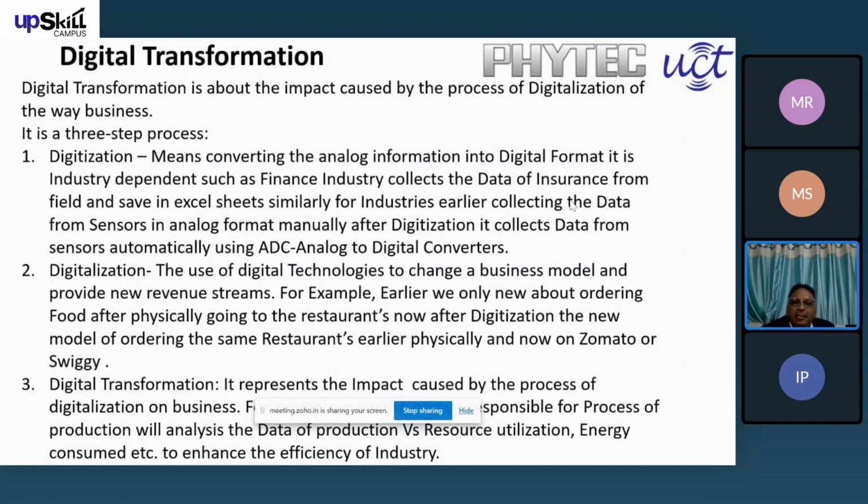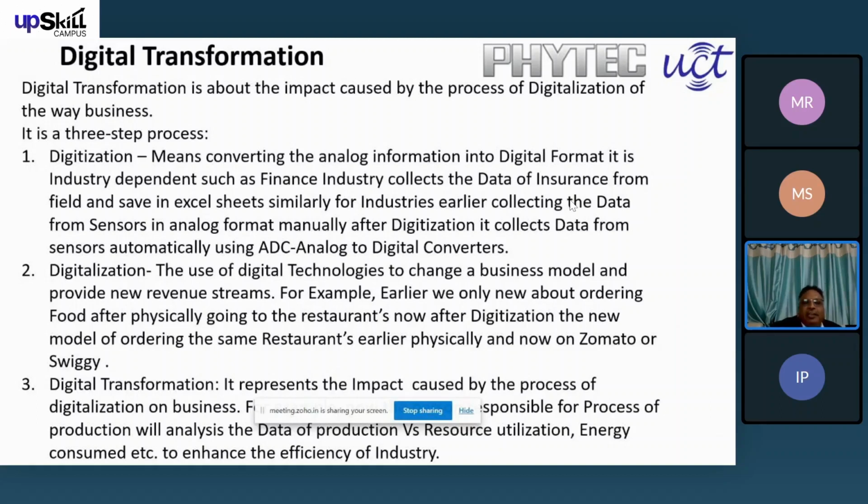You take this data and use an ADC and give this data to an edge computing device, which will give you the output, which can be posted in the cloud, or it can be utilized in the LAN network with the servers for analytics. So digitization is simply converting the analog data into a digital format.